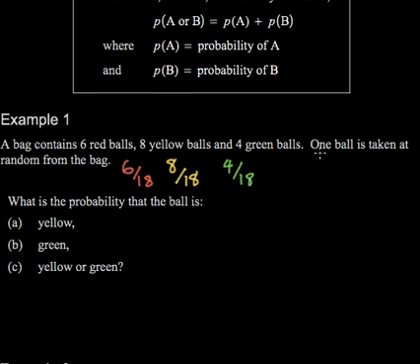So if you take a random ball out, what's the probability that the ball is going to be yellow? That's just going to be 8 out of 18. The chance of it being green, we worked out, was 4 out of 18. Well, what about the probability of it being yellow or green? And this is where this formula comes in. You just simply add the probabilities together. So the yellow or green will be 12 out of 18.